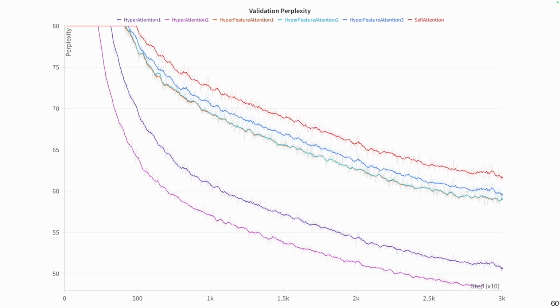We ran several experiments and compared hyperattention, hyperfeature attention, and the self-attention based neural networks. Here the task is predicting the next token in the OpenWebText dataset. The vertical axis you see here is perplexity, which is the same thing as cross entropy loss.